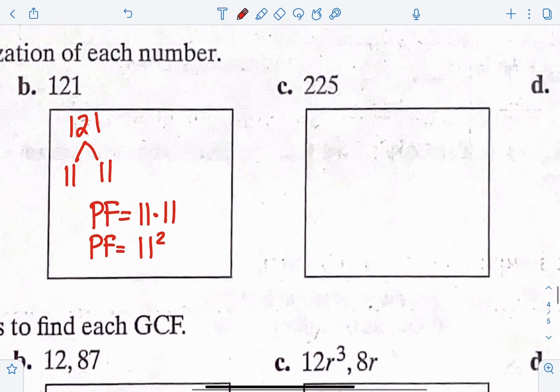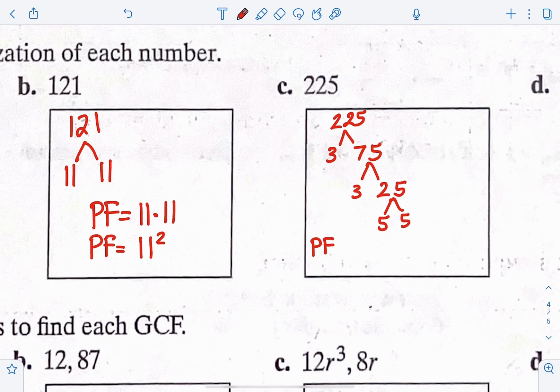Then for 225, we would break that apart to be 3 and 75. 75 can break apart to be 3 and 25. 25 breaks apart to be 5 and 5. So we would say prime factorization equals 3 times 3 times 5 times 5. Or prime factorization equals 3 to the second times 5 to the second.